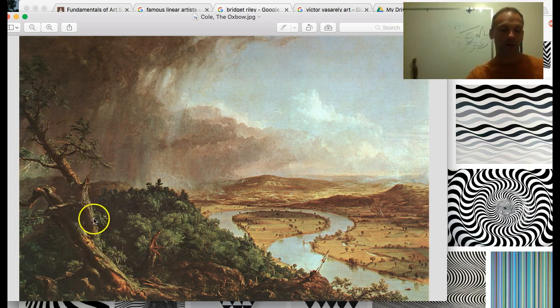these tree trunks. So the picture is composed using these edges, using these lines in a very strong diagonal manner, which leads your eye from left to right, right to left, and from the bottom right corner to the top left corner. So that's our first example of an element of art, the element of line.